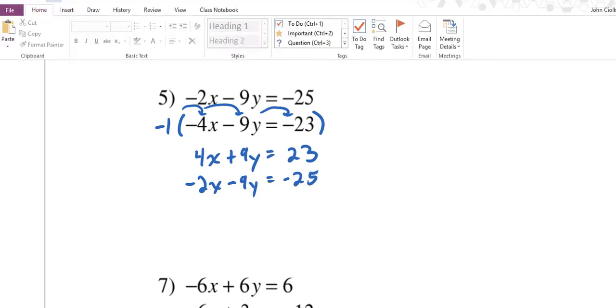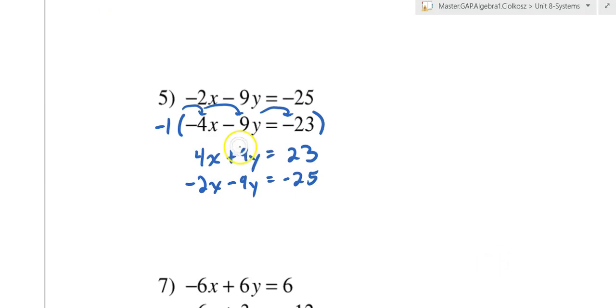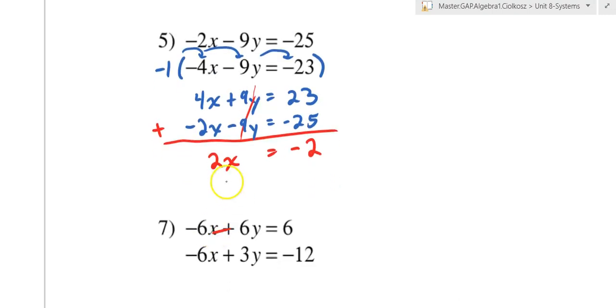Now at this point, I have that set up. So I got positive 9y, negative 9y. So I can add and I know they'll cancel out. So these terms cancel, which means I add down these. So 4x plus negative 2 gives me 2x. And it's equal to, if I add negative 2, dividing by 2 on both sides, I'll get x is just negative 1.